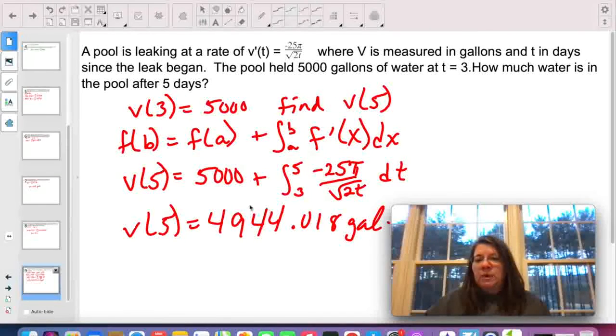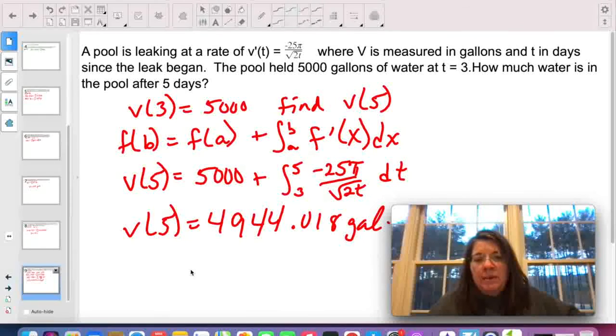And you can think about this. Does it seem reasonable? Well, it's leaking, so we know the amount in the pool is getting less. So yes, it would have worried me if this number was bigger than 5,000, because that would tell me we did something wrong. Is it feasible that after 2 more days we have 56 fewer gallons? Well, if it's leaking pretty quickly, then yeah, that could very well happen with a pool that size. So always think about the reasonableness of your answer. If it's not reasonable, make sure you go back and try to rethink it, try to do something different.